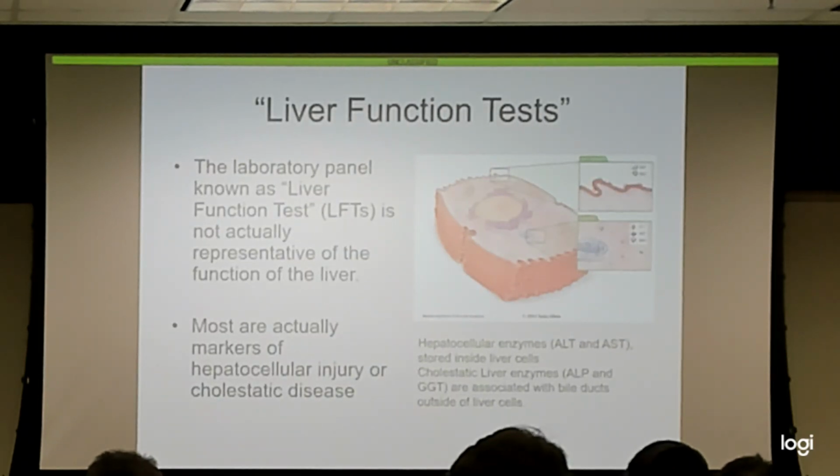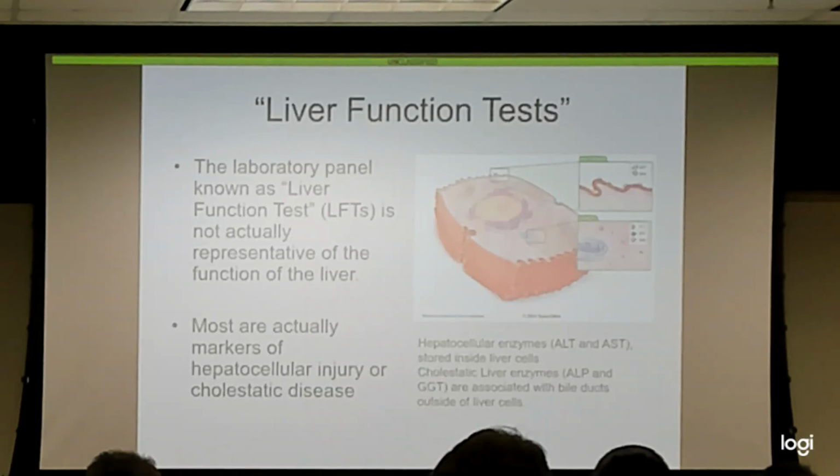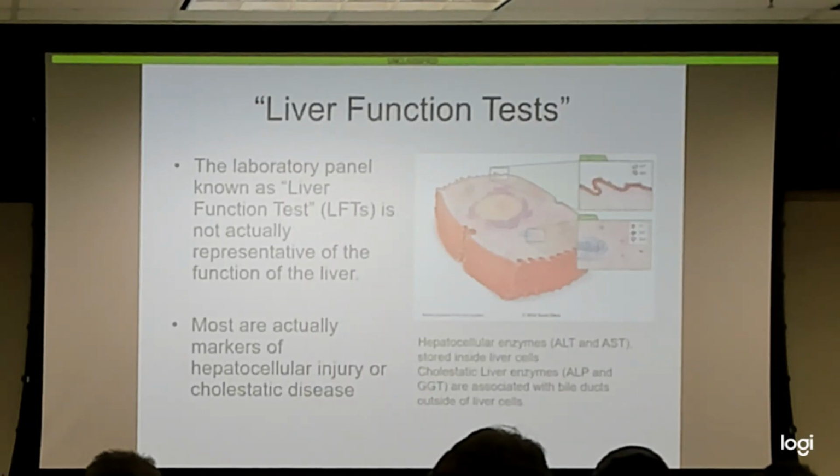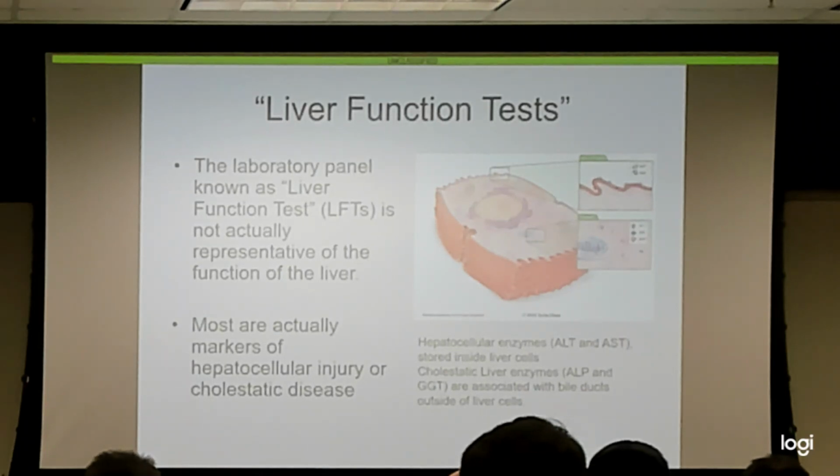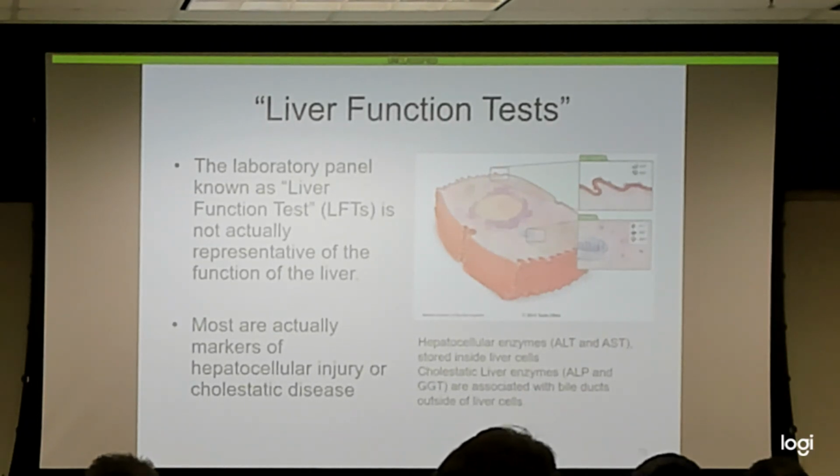So some LFTs, right? They're a laboratory panel known as liver function tests or liver enzymes. You'll hear it said that way as well. It's not really a representative of the liver function. It's more a representative of cellular damage. And so it's your hepatocellular disease. If I've got certain things like ALP, which is alkaline phosphatase, or GGT, that's a sign of cholestasis.